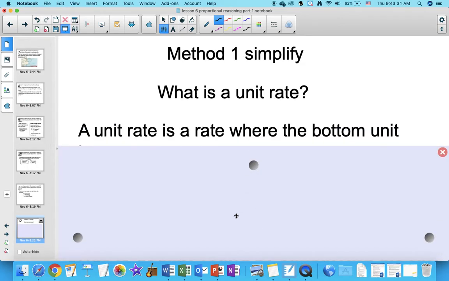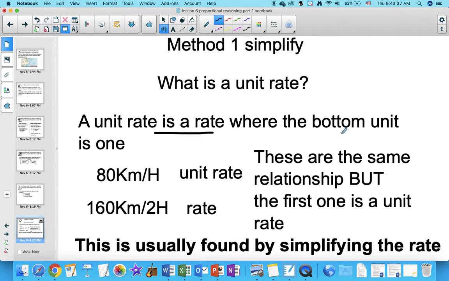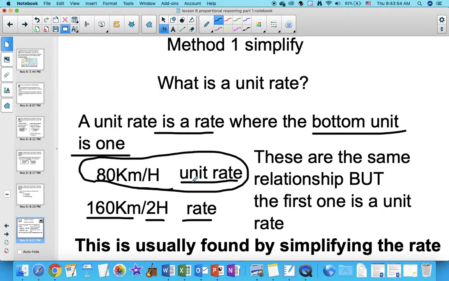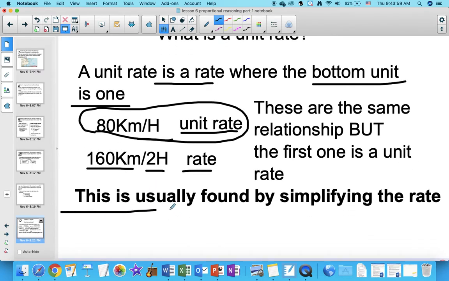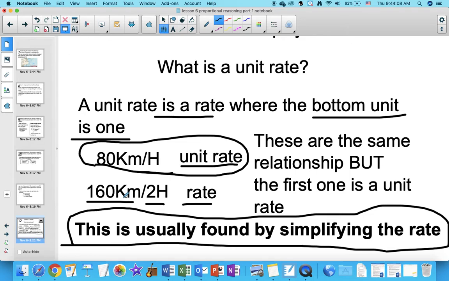So again, we have our rate and unit rate, and a unit rate is a rate where the bottom unit is 1. Once again, 80 kilometers an hour is a unit rate. 160 kilometers in 2 hours is a rate. These represent the same thing, but the first one is a unit rate because that bottom unit is 1. This is usually found by simplifying the rate. So if I simplified 160 kilometers for 2 hours, you would get 80 kilometers per hour.